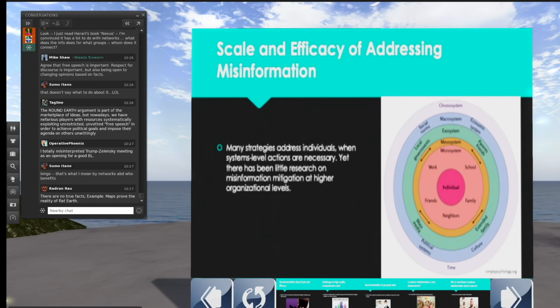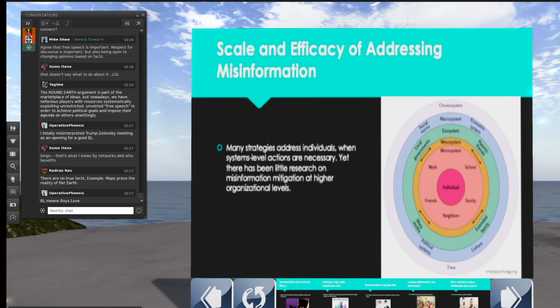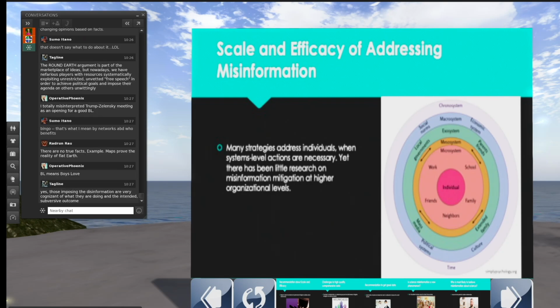Phoenix, I'm not sure I understand that. You thought that the Trump-Zelensky meeting was an opening? Radwin says there are no true facts. Example, maps prove the reality of a flat Earth. Tagline says those imposing the disinformation are very cognizant of what they are doing and the intended subversive outcome.